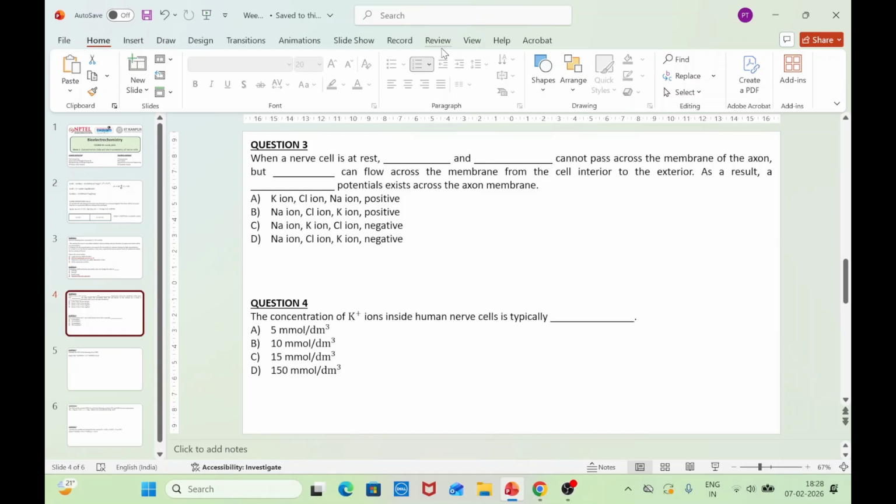Out of these three, two of them will not be able to pass through the membranes of the axon, but one of them will be able to pass from the cell interior to its exterior, because of which a particular potential exists across the axon membrane. Among the four options, which of the following is correct? Please be careful here. You have to consider a condition where the nerve cell is at rest.